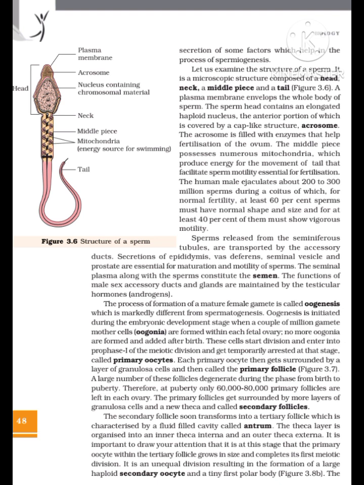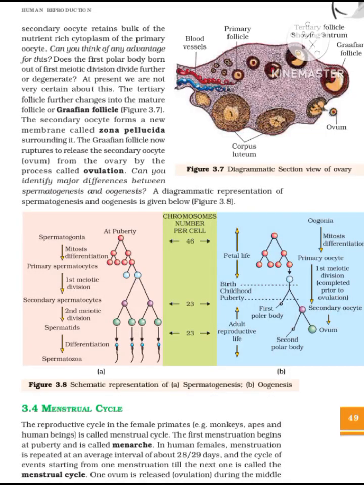It is important to draw your attention that it is at this stage that the primary oocyte within the tertiary follicle grows in size and completes its first meiotic division. It is an unequal division resulting in the formation of a large haploid secondary oocyte and a tiny first polar body, figure 3.8b. The secondary oocyte retains the bulk of the nutrient-rich cytoplasm of the primary oocyte.